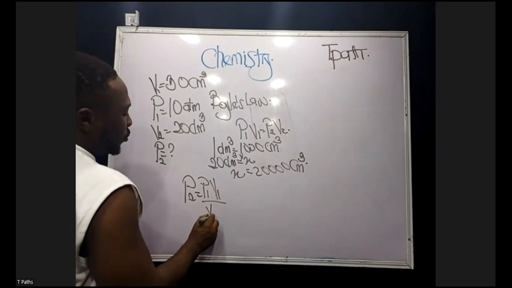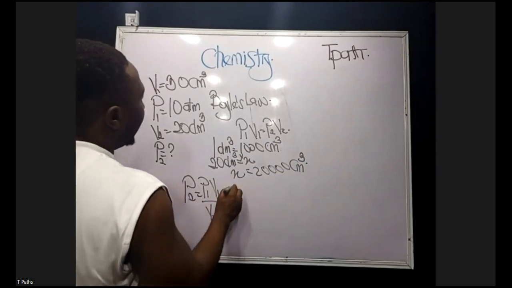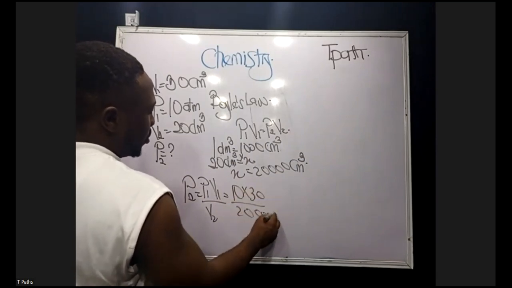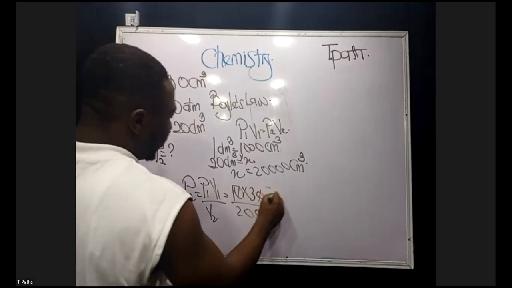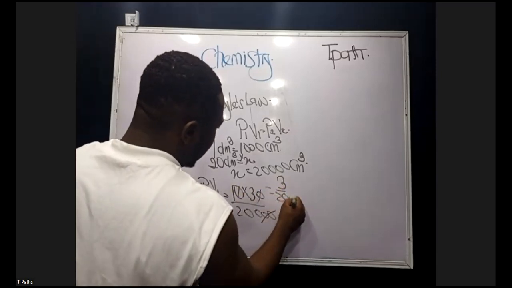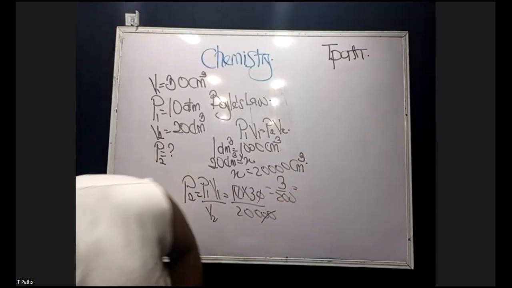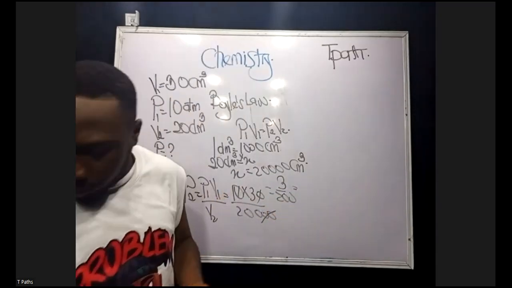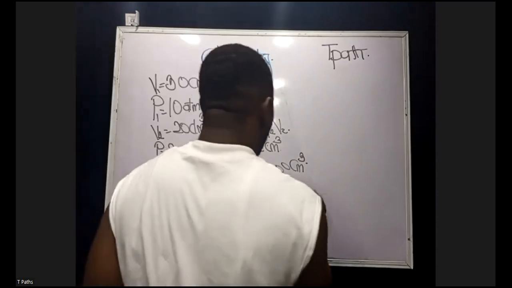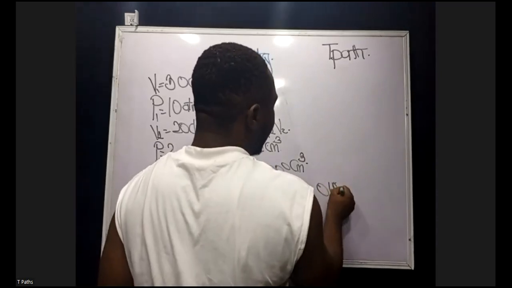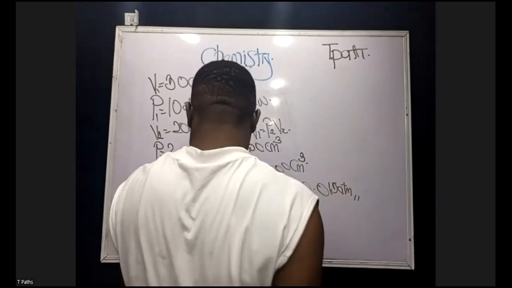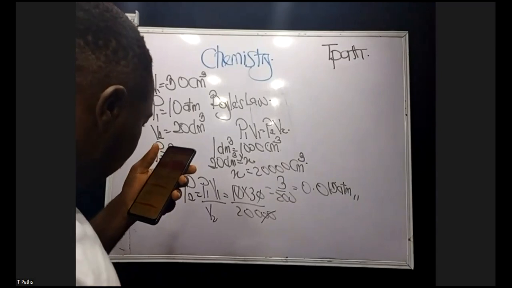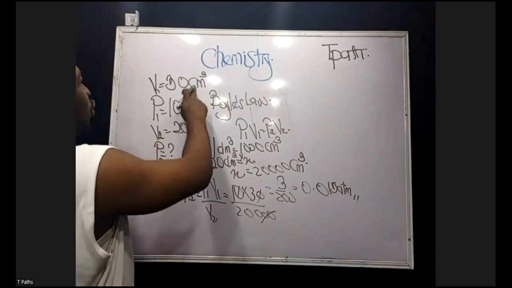What is the P1 today? 10 times 30 over 20,000. This is like saying 3 over 200. I have my calculator here today to make life easy. That is 0.015 atm. The answer is not there. But let's look at it. I think there's a typo there: 30 cm cube, 20 dm cube. I think this should be in dm cube.